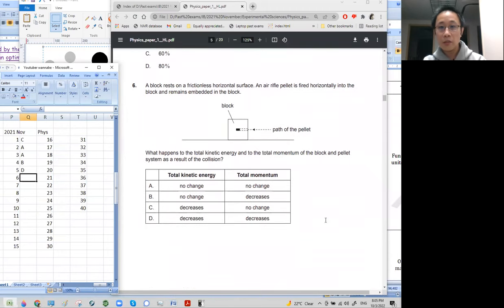Question 6 looks like some momentum problem, because when you shoot a pellet into a block and the systems move together, well, let's see, block resting on a frictionless horizontal surface. An air rifle pellet is fired horizontally into the block and remains embedded. So this is analogous to an inelastic collision. The total kinetic energy of an inelastic collision will decrease for sure, but the total momentum should remain unchanged. So therefore, the answer should be C.